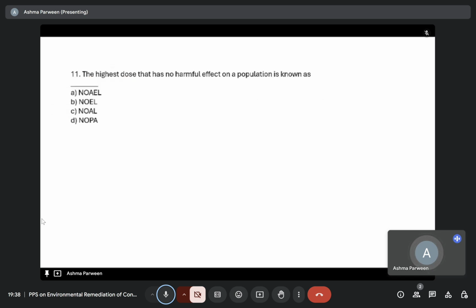The question is: the highest dose that has no harmful effect on a population is known as NOEL, NOAL or NOPA. Again, I'll give you all 3 minutes. Just take your time, write the option in the chat box, and then we will see which of the following is correct.